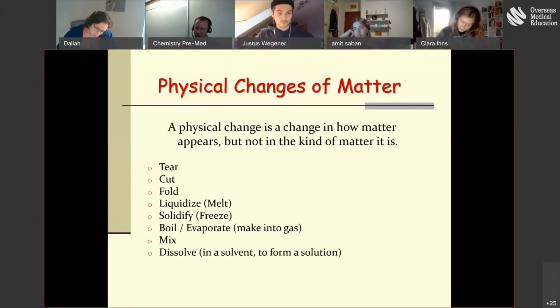And as we talked before, we talked about dissolving as well. That's the one at the bottom. Okay, that's really important for chemists because they need to know.